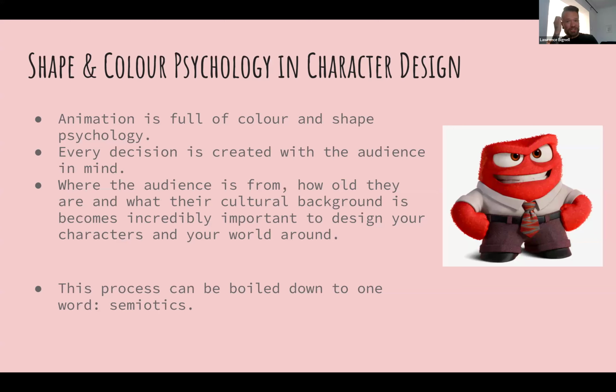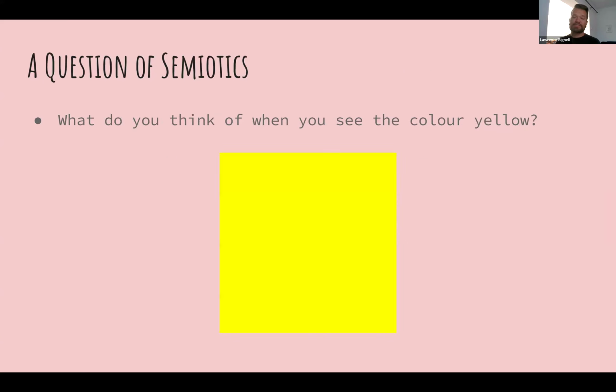Animation is full of color and shape psychology. Every decision is created with the audience in mind. Where the audience is from, how old they are, and what their cultural background is becomes incredibly important to the design of your characters and the world around them. This process can be boiled down to one word, and that is semiotics.